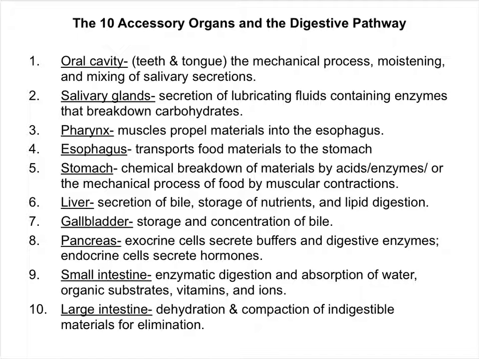6 is the liver. That secretes the bile. It stores the nutrients, the fat-soluble vitamins, and lipid digestion. 7 is the gallbladder. It's the storage and concentration of the bile. 8 is the pancreas. The pancreas contains both endocrine and exocrine cells. The endocrine cells make insulin, which is part of the endocrine system, but the exocrine cells secrete buffers and digestive enzymes for digestion.